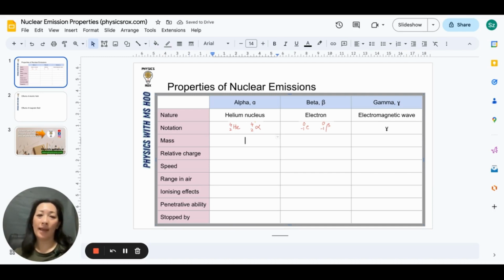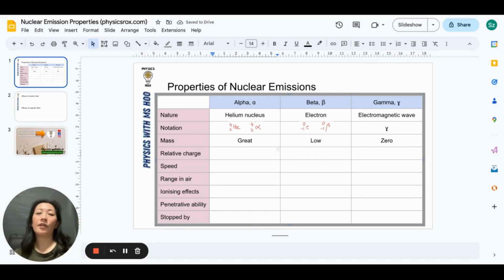Now, when it comes to mass, we don't need to know the actual value of the mass. We just need to have a comparison between alpha, beta, and gamma. So which one has a great number and which one has a low number. Among the three, alpha, of course, is the heaviest because it's got 4 nucleons. So we're going to write here, it's got a great mass. Beta, very low mass. Now, gamma does not have the lowest mass. Gamma does not have any mass. Actually, its mass is 0.